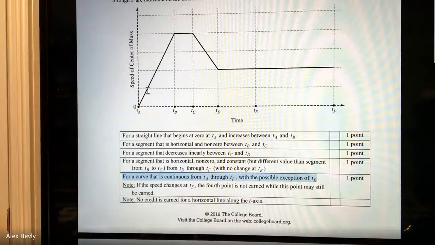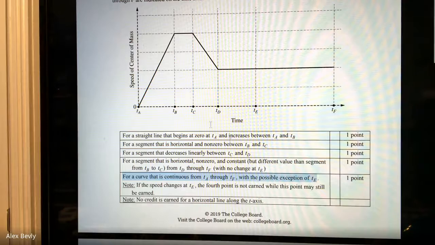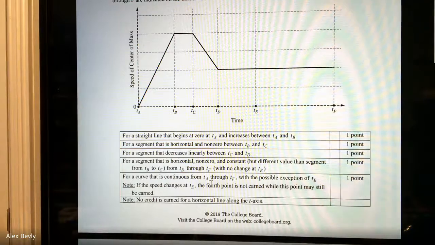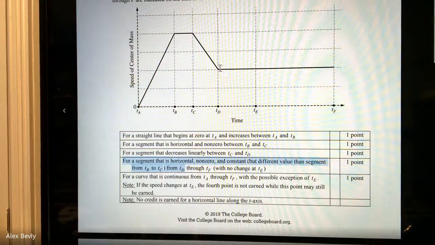Yeah, so continuous, our speed isn't changing instantly. We're not going from here in the discontinuity in the graph. If the speed changes at time E, the fourth point is not earned, while this point may still be earned. Oh, no, that's what it was. Sorry, I misread this. So this fourth point is you have to have a horizontal line this entire time.